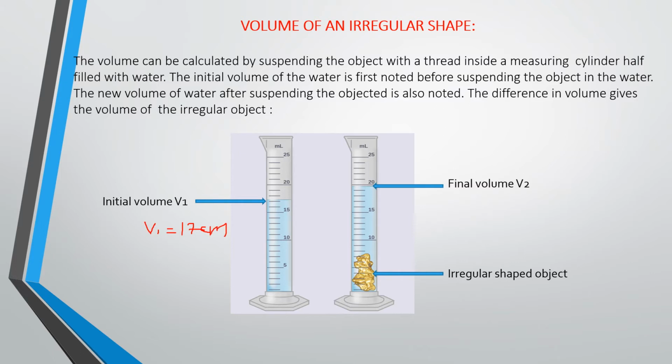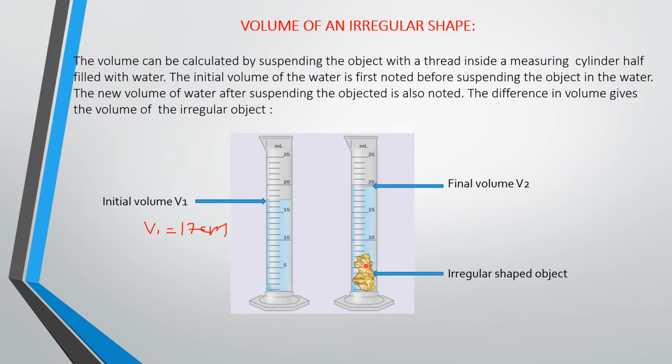Then you use a string or a rope to suspend the irregular shape that you want to find the volume of inside the measuring cylinder, inside the water. You know that this object will displace its own volume of water. Archimedes' principle states that an object wholly or partially immersed in water or any fluid will displace its own weight of that fluid.